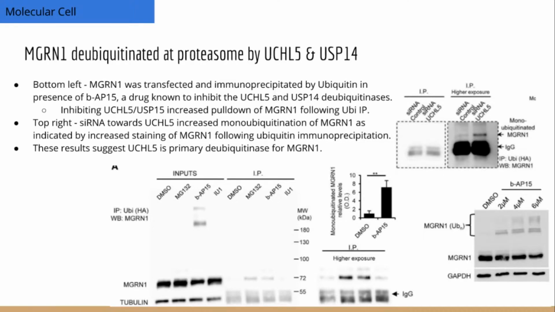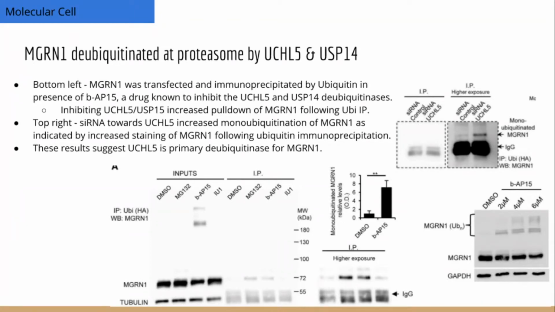Since proteasomal impairment caused the nuclear translocation, the authors wondered if proteasomal associated deubiquitinases played a role in MGRN1's dynamic ubiquitination process. To test this, they used a small molecule inhibitor, which is BAP15. We're going to be seeing that used across here. BAP15, which is an inhibitor of two proteasomal deubiquitinases, UCHL5 and USP14.